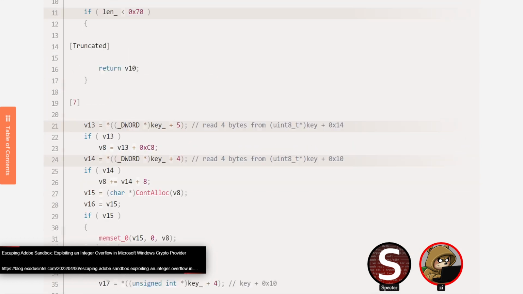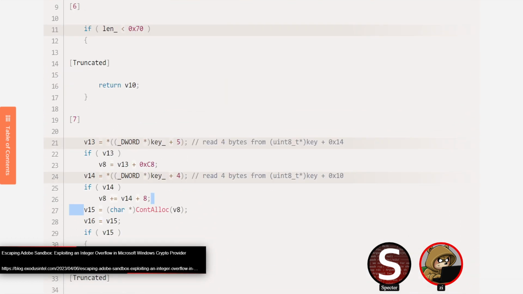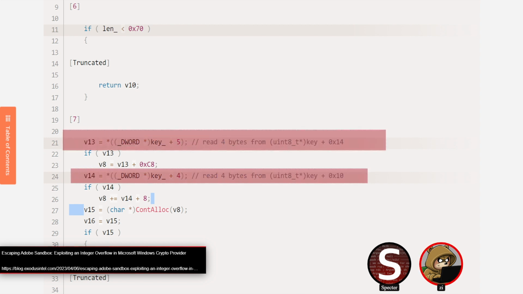For some reason, I'm trying to find the code for that. There we go. I was looking at the wrong code block. You'll see here it goes. This first one here reads out at plus 14, the other one plus 10. Ultimately, both of these, if they're set, end up incrementing this V8 value, which passes into the continuous alloc.